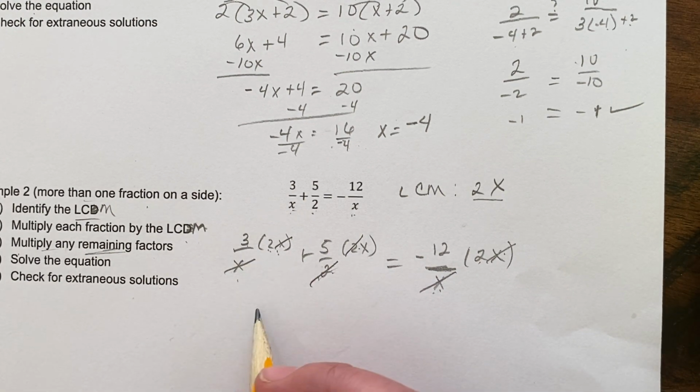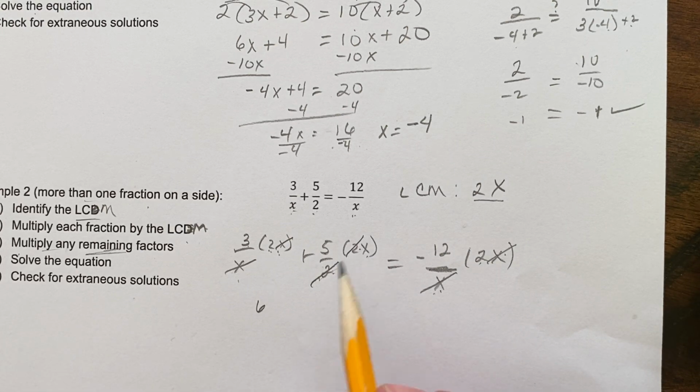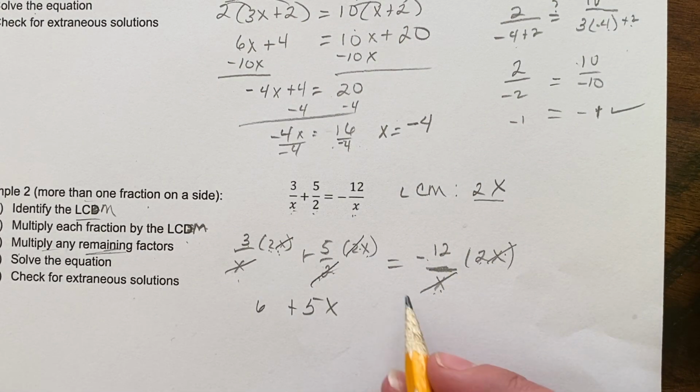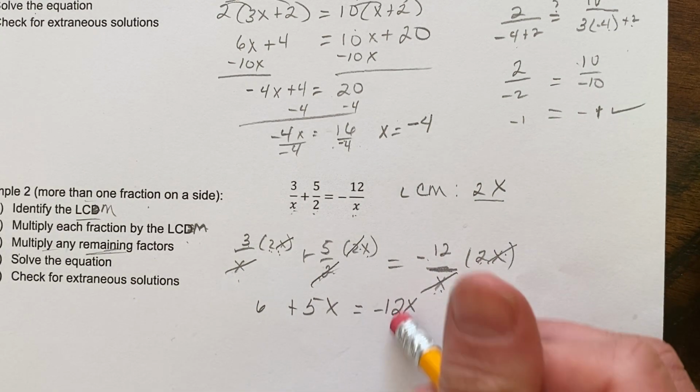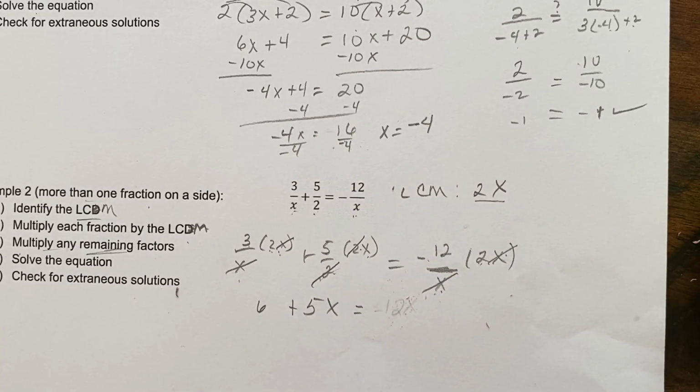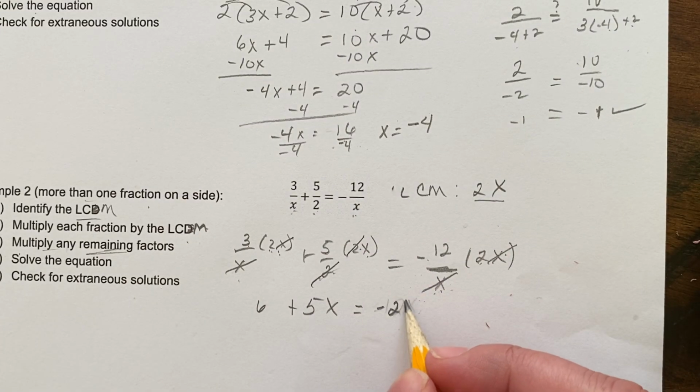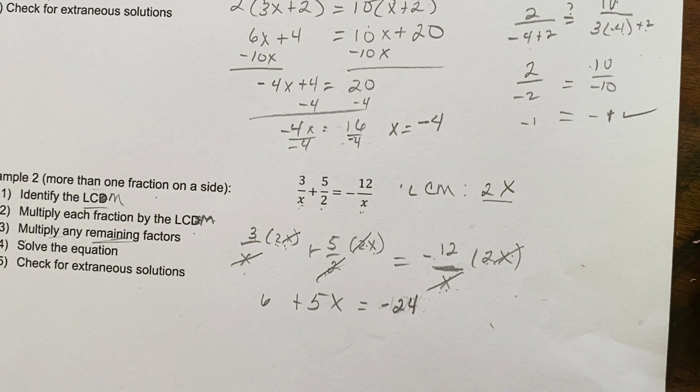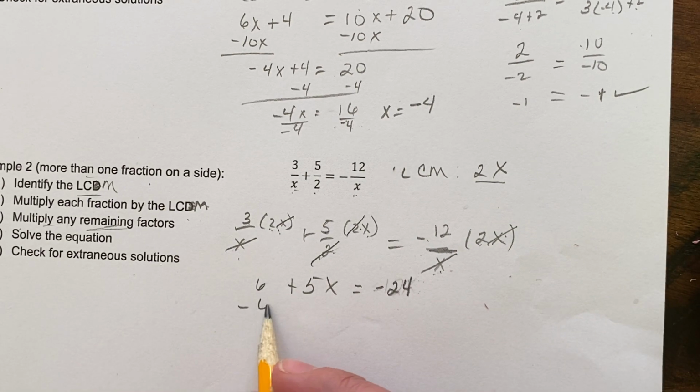So I'm going to do my 3 times 2, 5 times x, and then over here we have a negative 12 times 2. Oops, not what I meant to put. Multiplied by x, negative 24. And now we have an equation, pretty easy to solve. I'm going to subtract my 6.